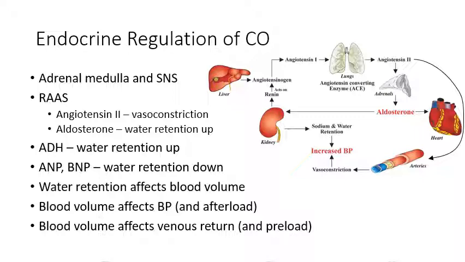Next, you have ANP and BNP, which are both hormones released by the heart. Those hormones do the opposite thing. They decrease water retention in the kidneys, which means they increase the production of urine. When you're increasing the production of urine, blood volume is going to go down, blood pressure goes down, afterload goes down, and therefore cardiac output would go up.